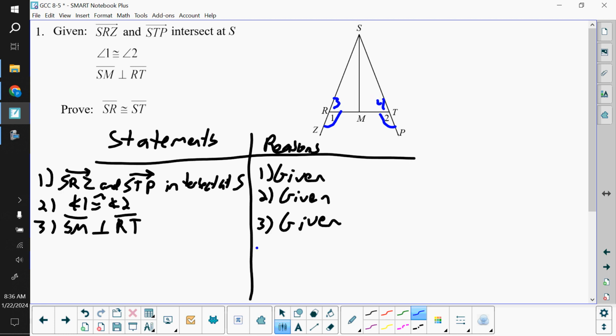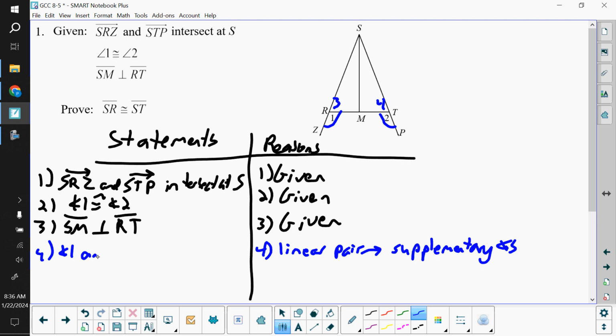And this is what we had on day 2. We're going to have linear pair implies supplementary angles. And we would have angle 1 and angle 3 are supplementary. And in the same step, we have angle 2 and angle 4 are supplementary.